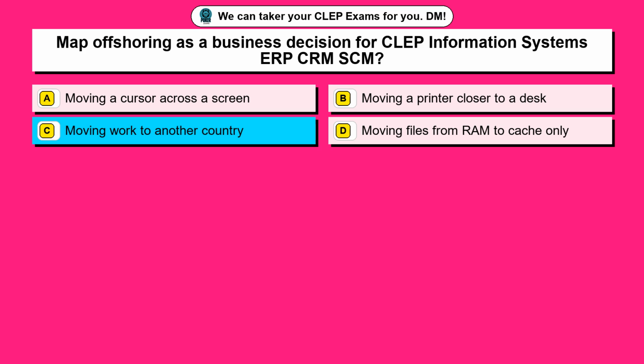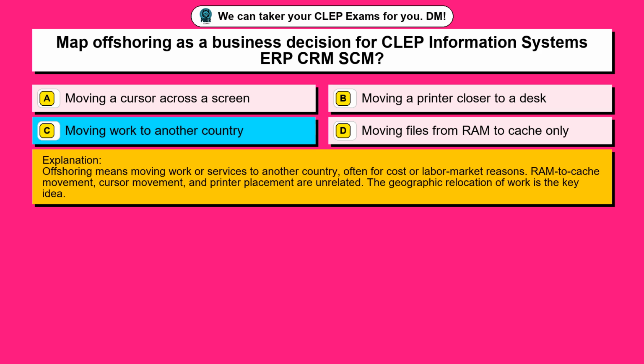The correct answer is option C. Moving work to another country. Offshoring means moving work or services to another country, often for cost or labor market reasons. RAM to cache movement, cursor movement, and printer placement are unrelated. The geographic relocation of work is the key idea.